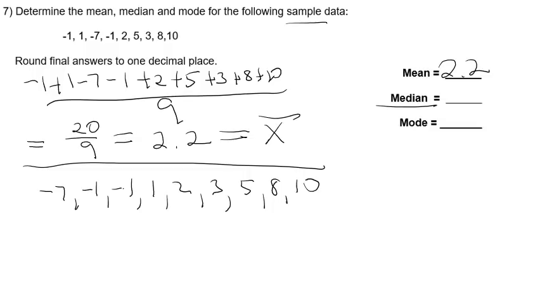And then the median, you slice it in the middle. So we pair the numbers off. And there is a 2 smack in the middle. So the median is 2. Our mode is the number that occurs the most. So if you look at the data, the number that occurs the most apparently is a -1.